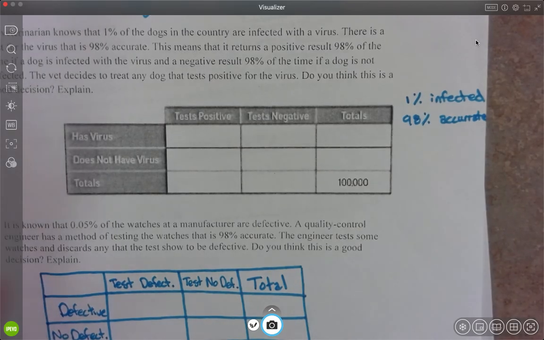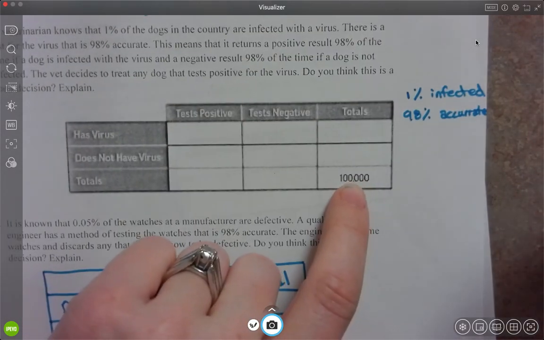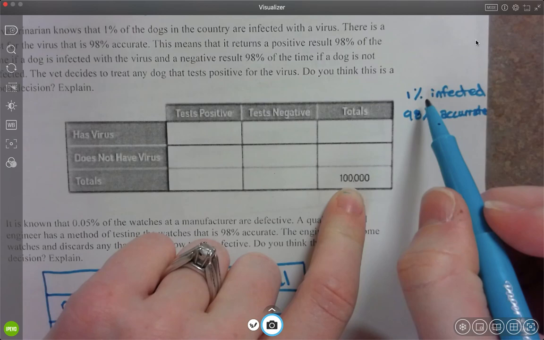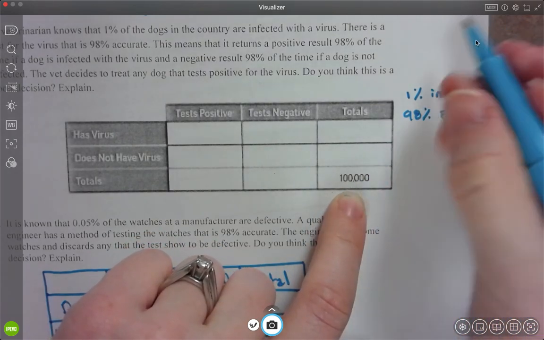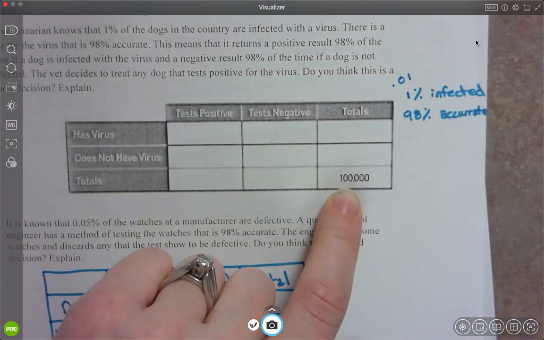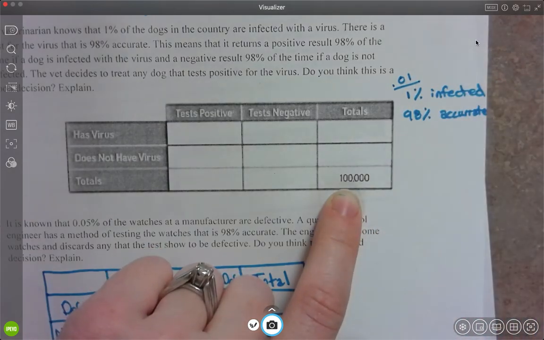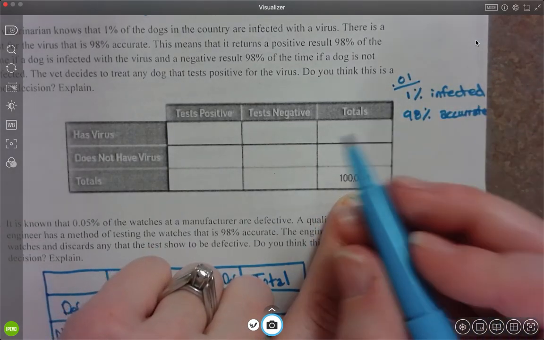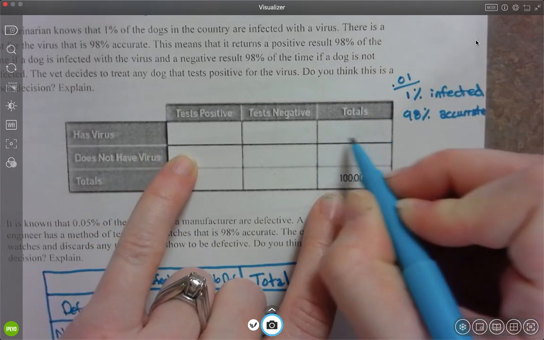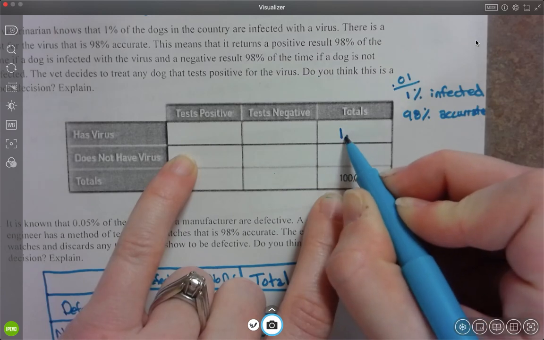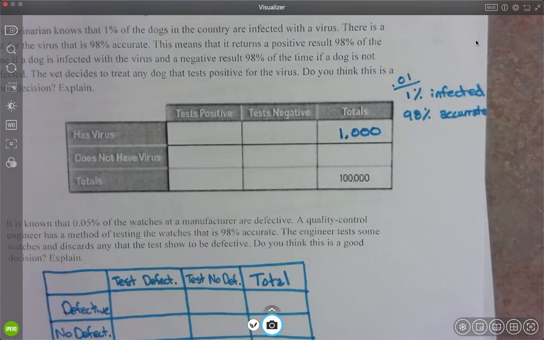Okay, so we're starting with 100,000 dogs. 1% of those dogs is infected. 1% of 100,000, if you want to take 0.01 times 100,000, that would be that as a decimal, but you're just going to move that 3 places. 1% are infected, so the total number that has the virus is 1,000. So it's going to be 1,000 dogs. That's 1% of 100,000. It's 1,000.